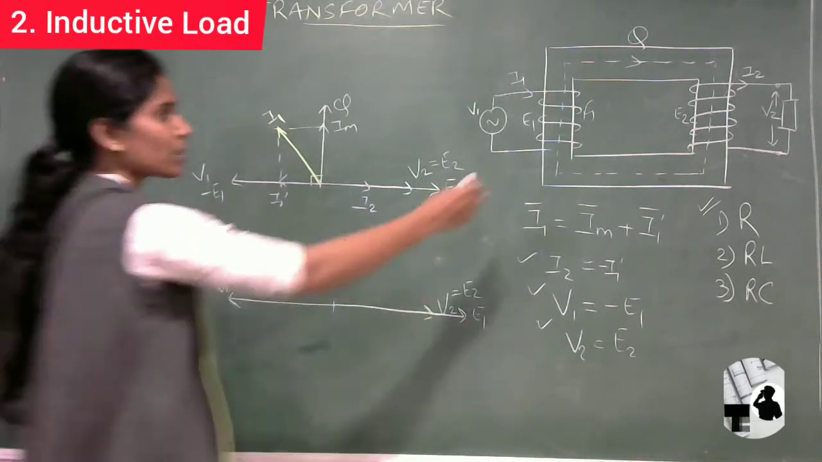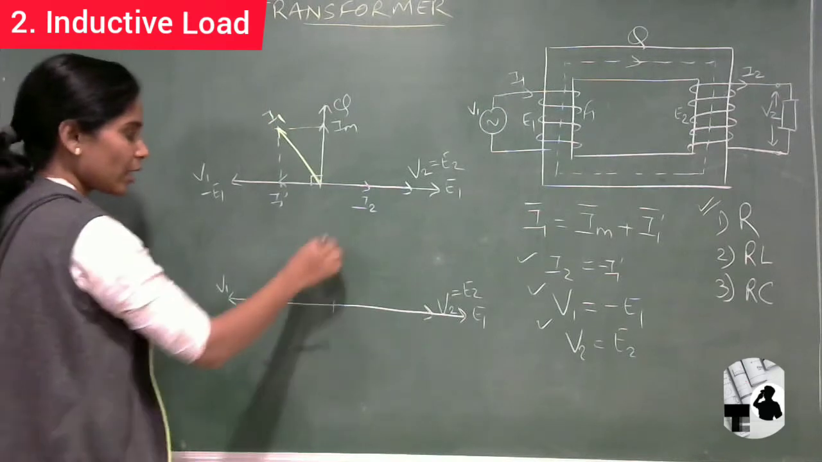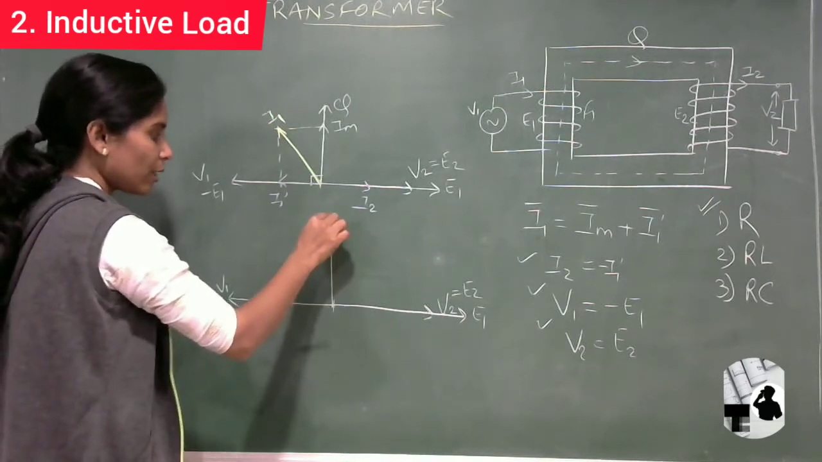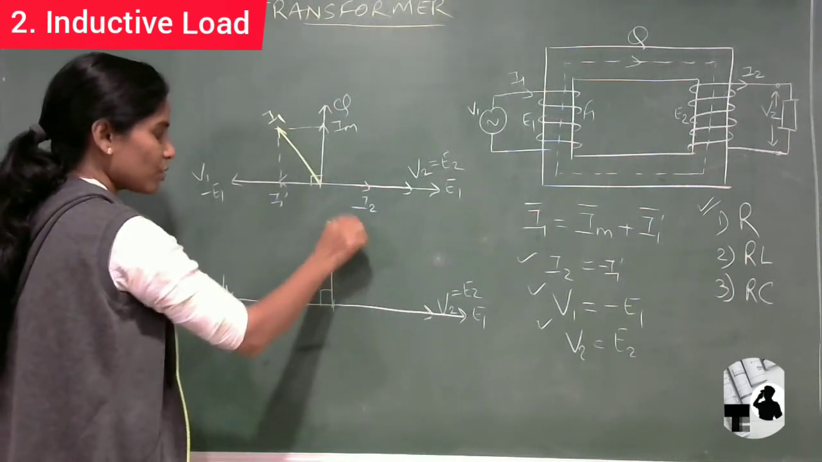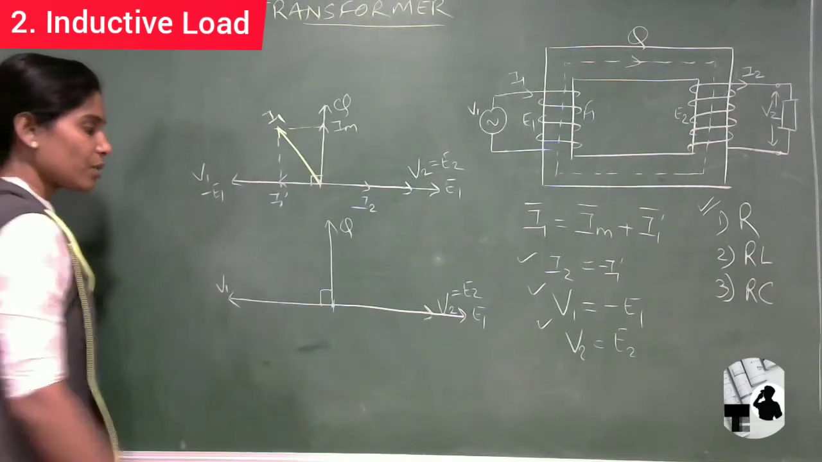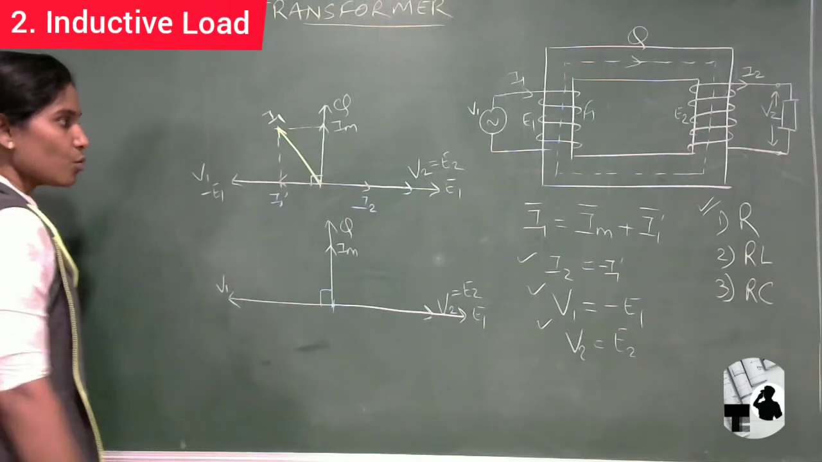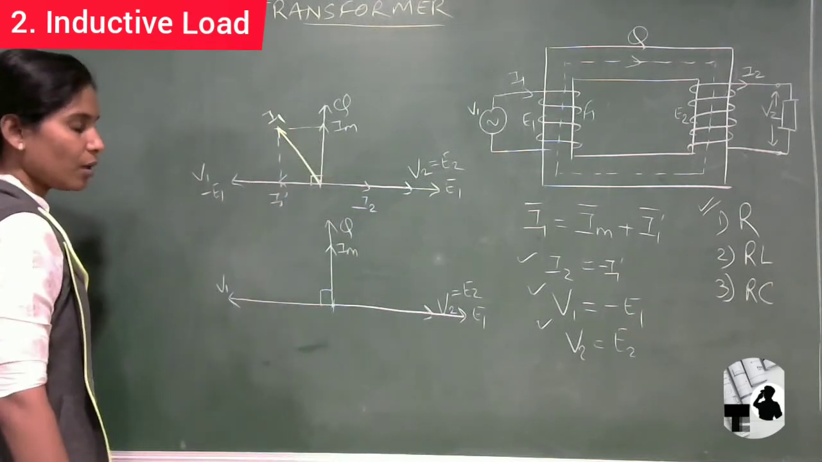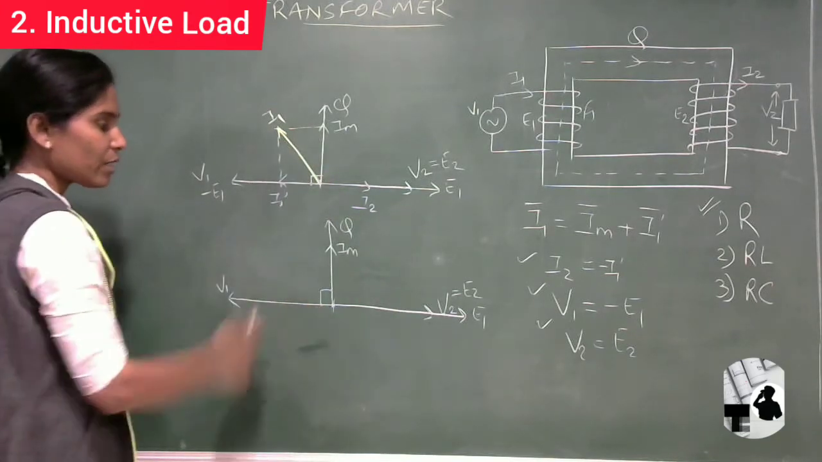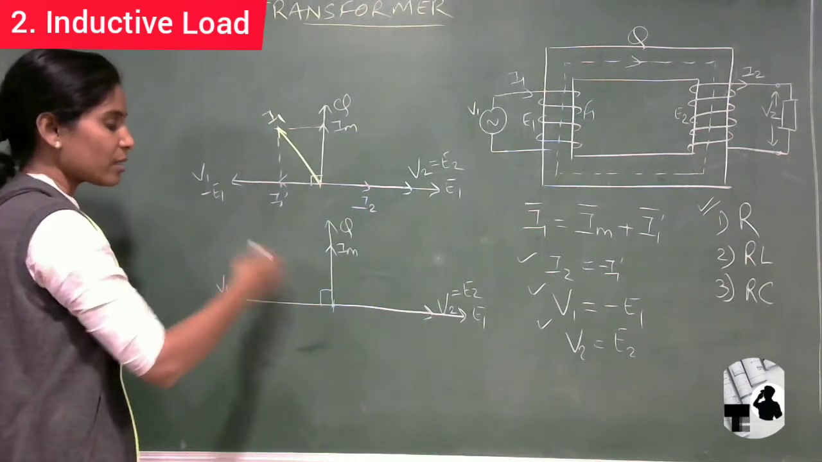Now the flux phi we can draw by making a 90 degree phase lag. So this is the flux. And obviously Im will be in the same phase as the flux. So all these phasors are the same. Now we have to go for plotting I1 dash to get the resultant I1.